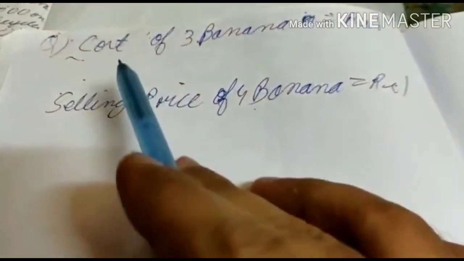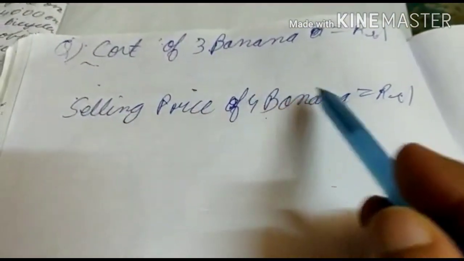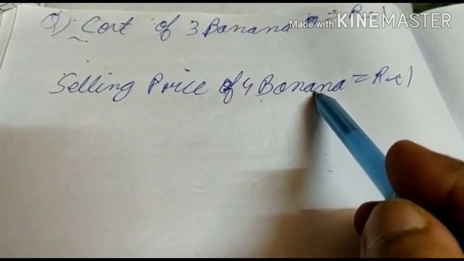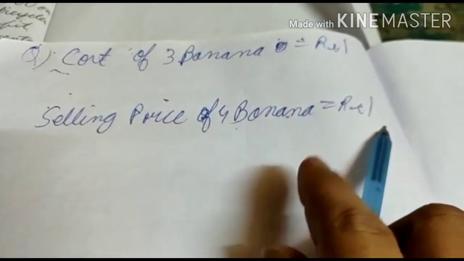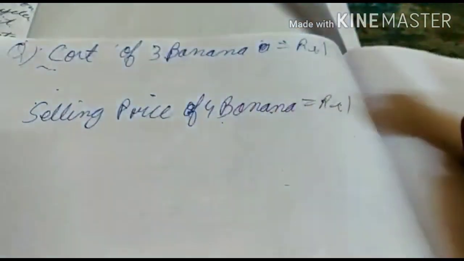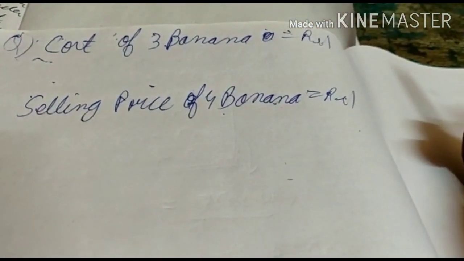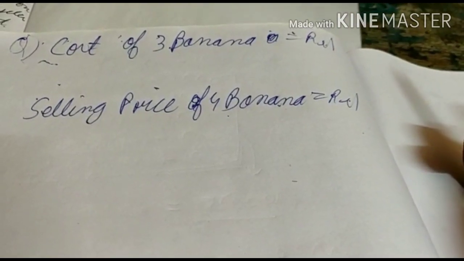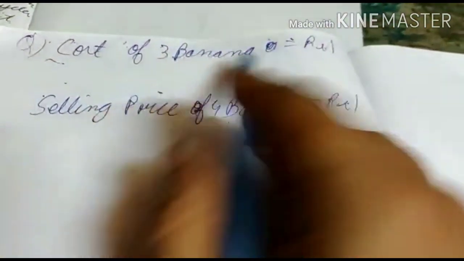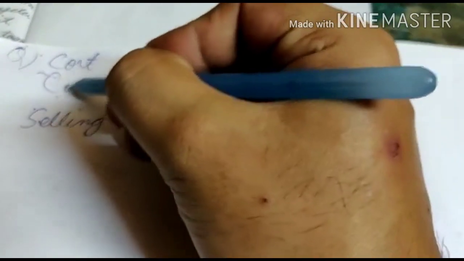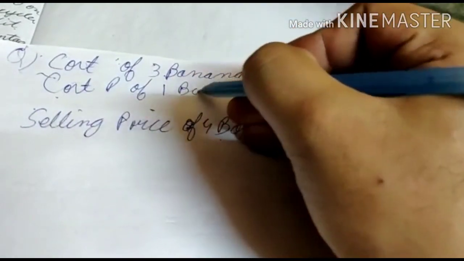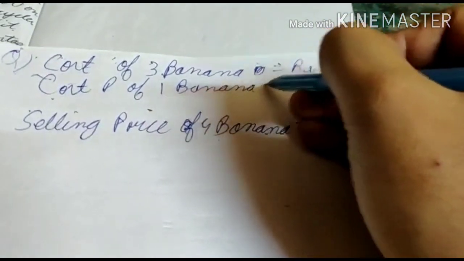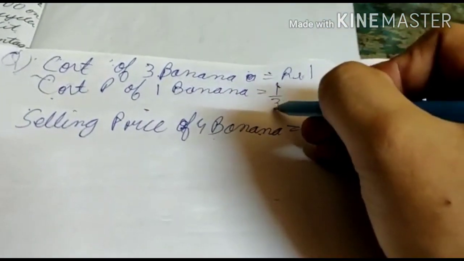Here we have cost price of 3 bananas and selling price of 4 bananas. The best simple thing we can do is find the cost price and SP for 1 banana, just for 1 banana. So we will compare the same number of things: CP of 1 and SP of 1. So cost price of 3 bananas was rupees 1, so cost price of 1 banana is equal to 1 upon 3 rupees.